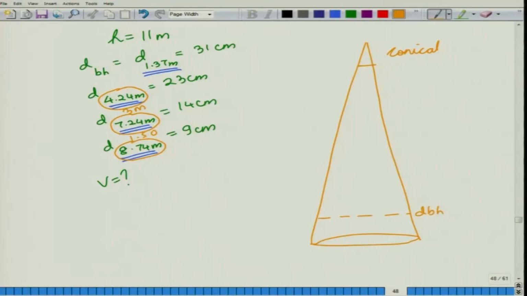So, now let us try to understand why we measured this tree at these heights. Now, let us divide our tree into 4 sections. So, here we have our dBH. Let us take another section that has a height that is twice that of dBH. So, you had the first height as 1.37 meters, the second would be 2.74 meters.